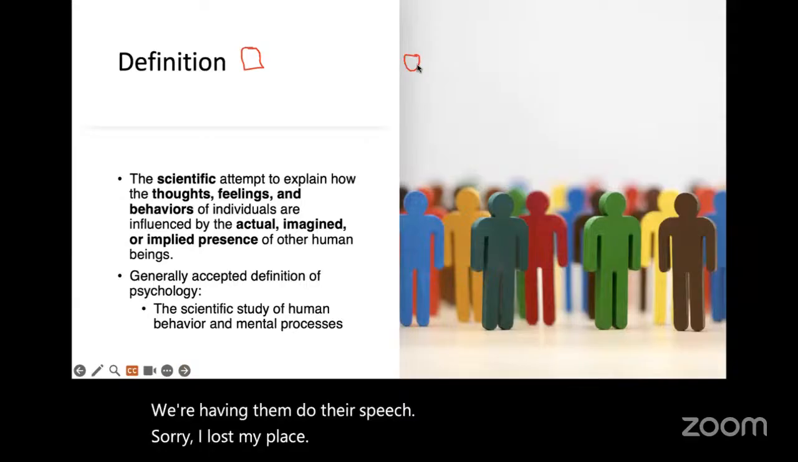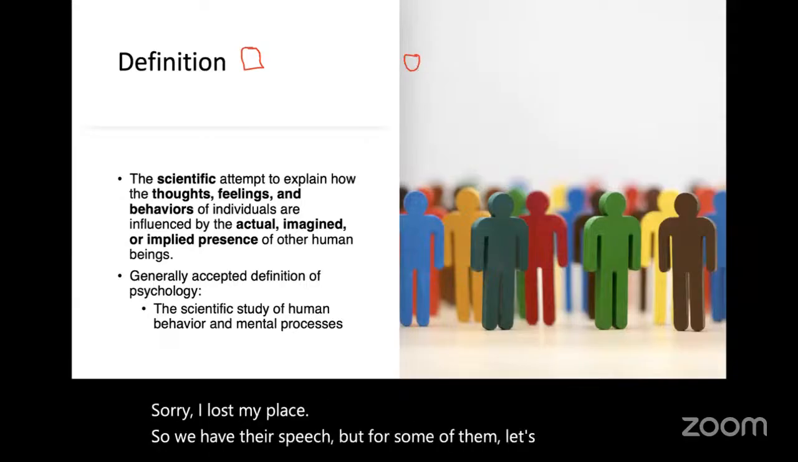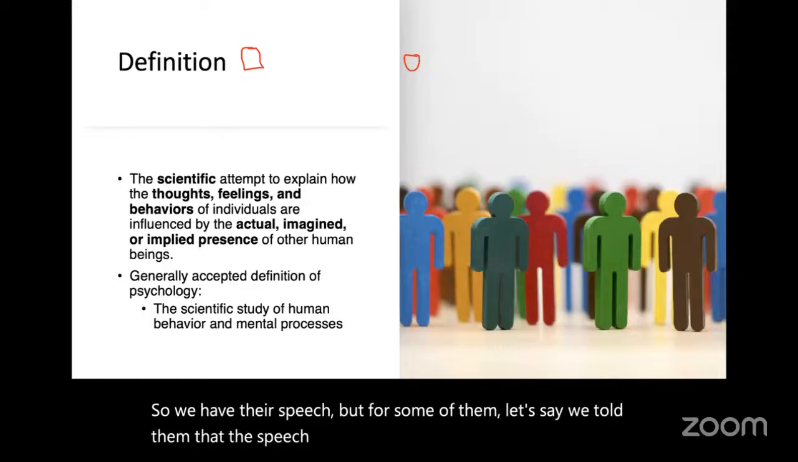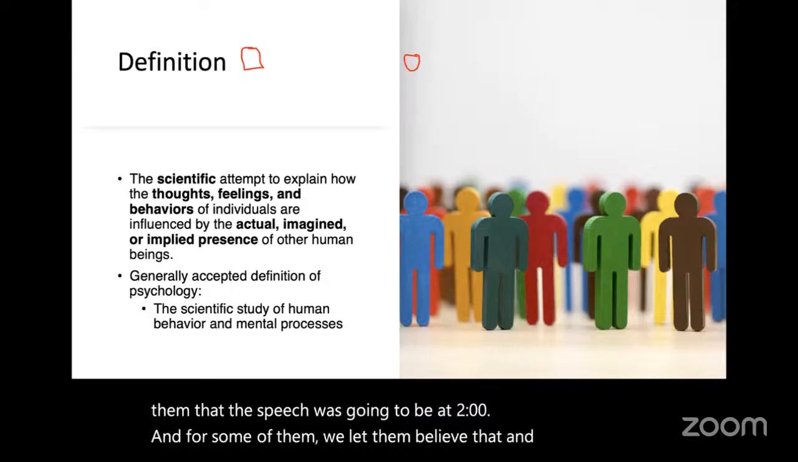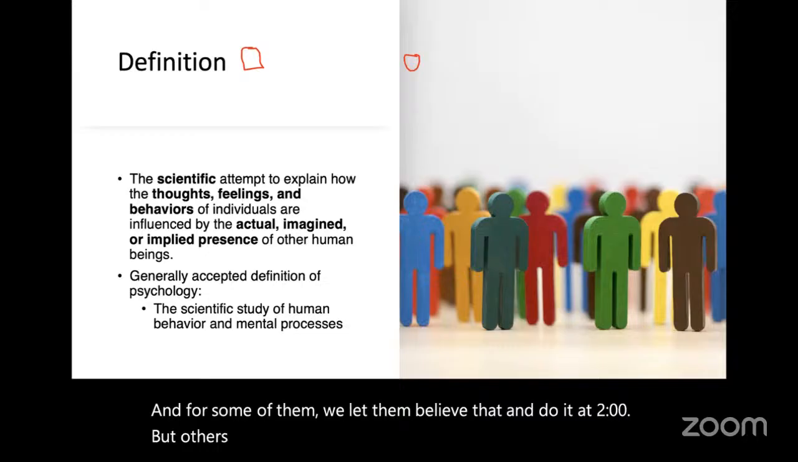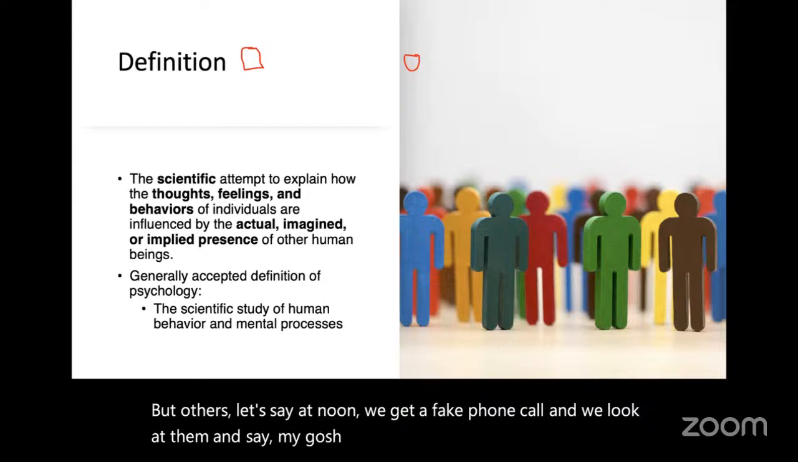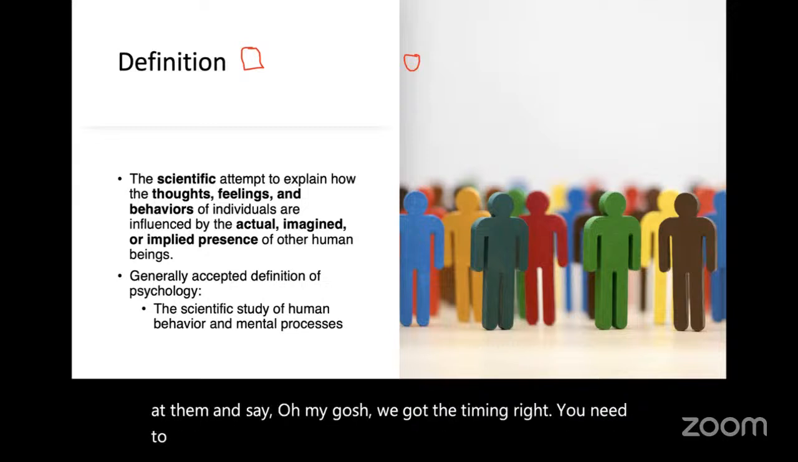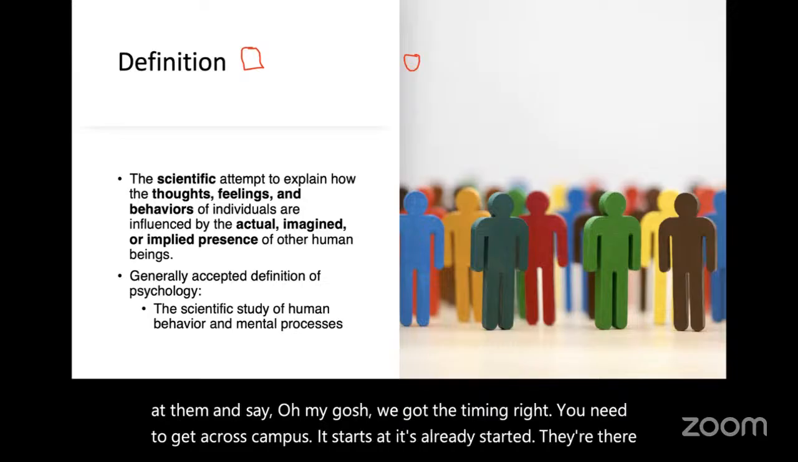So we have their speech, but for some of them, let's say we told them that the speech was going to be at 2 o'clock. And for some of them, we let them believe that and do it at 2 o'clock. But for others, let's say at noon, we get a fake phone call and we look at them and say, oh my gosh, we got the timing wrong. You need to get across campus. It's already started. They're there waiting for you.